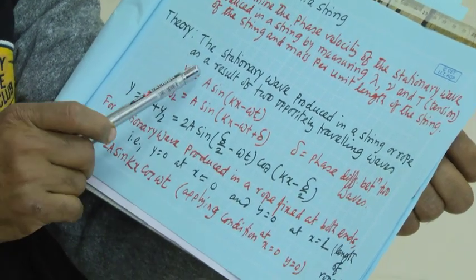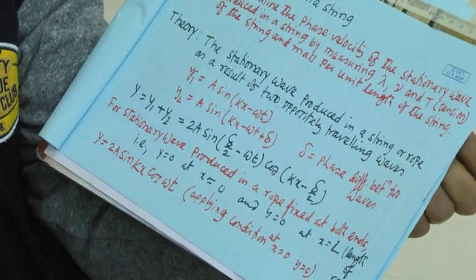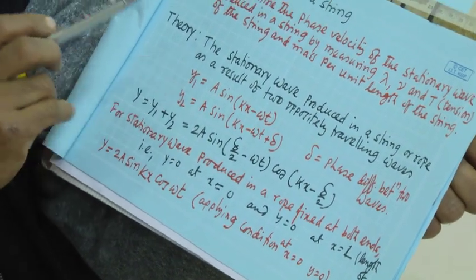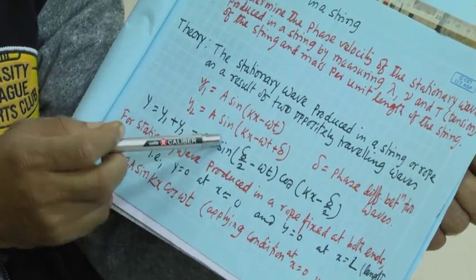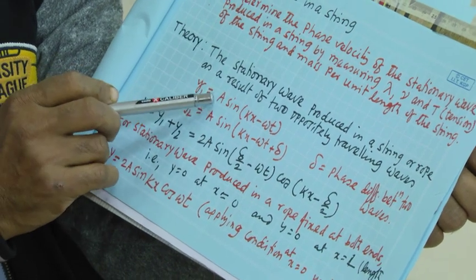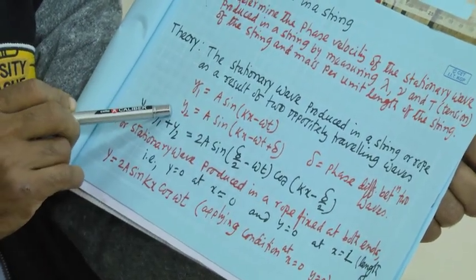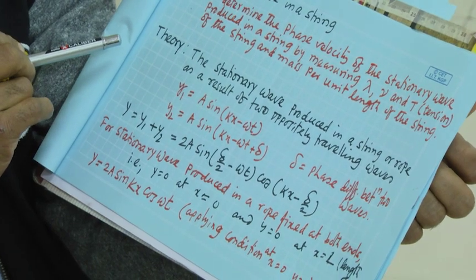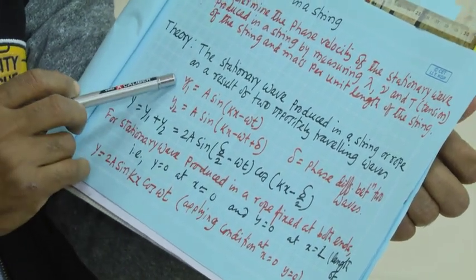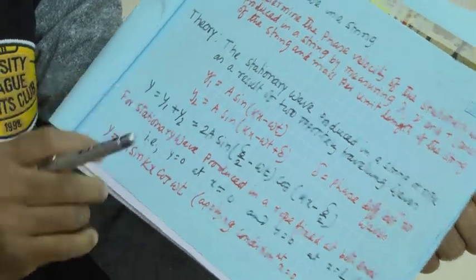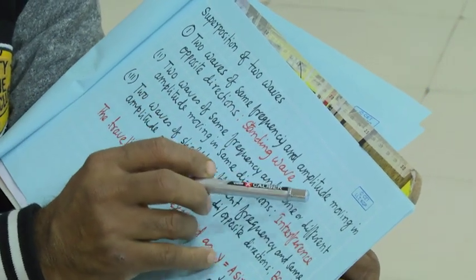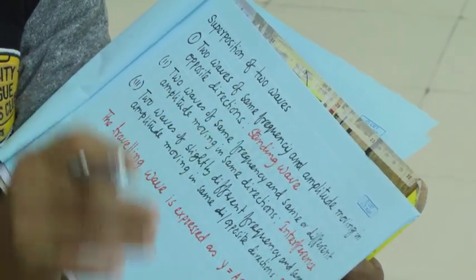The definition of stationary waves I have told you. Here I will show you why we are getting stationary waves. You get a stationary wave because of the superposition of two waves: y1 equal to a sin(kx minus omega t) and y2 equal to a sin(kx minus omega t plus delta). A stationary wave is formed when two waves of the same frequency and amplitude move in opposite directions. Then it is the standing wave.